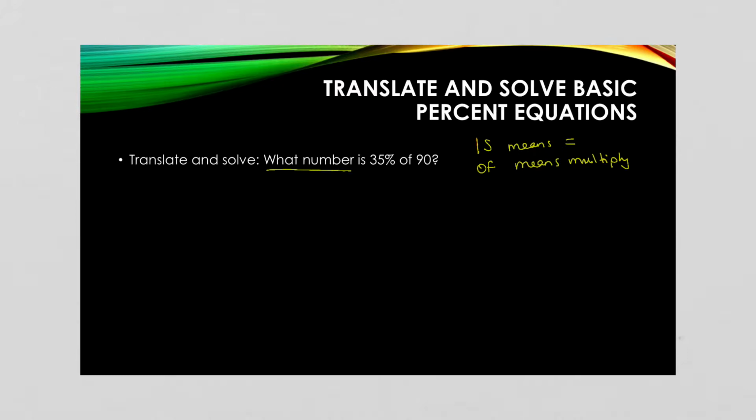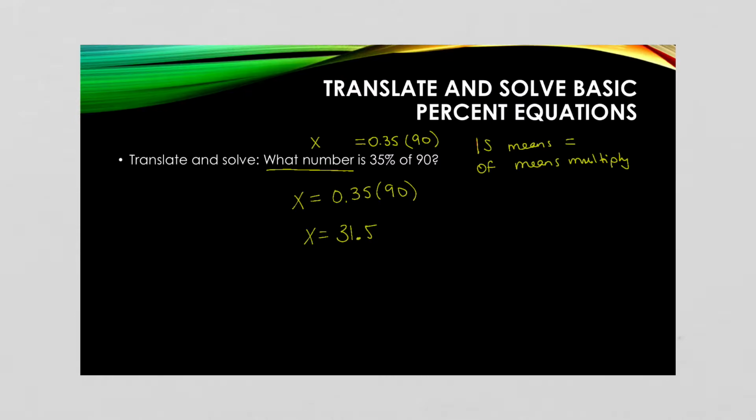So what number stands for X? "Is" means equals. You always want to turn your percents into decimals, otherwise you're going to get the wrong answer. "Of" means multiply. I'm going to use parentheses here. 90. Okay, so we have translated it into algebra. Now to solve this, we want to multiply 0.35 times 90, and you get that X is equal to 31.5.